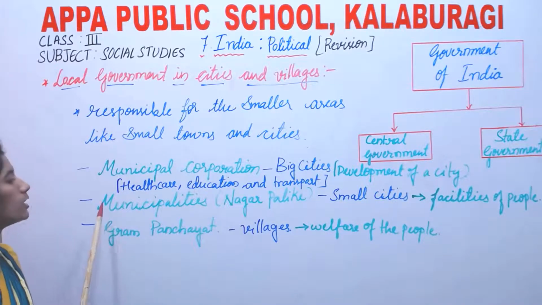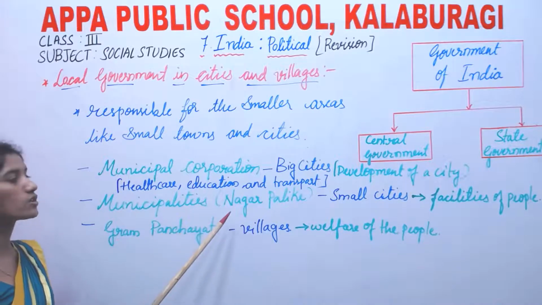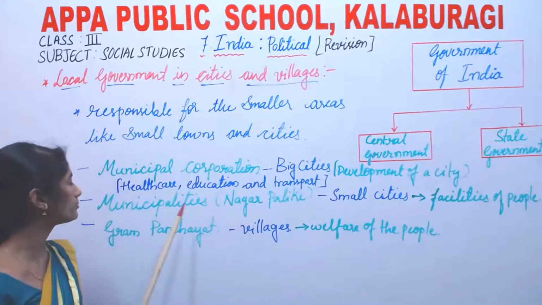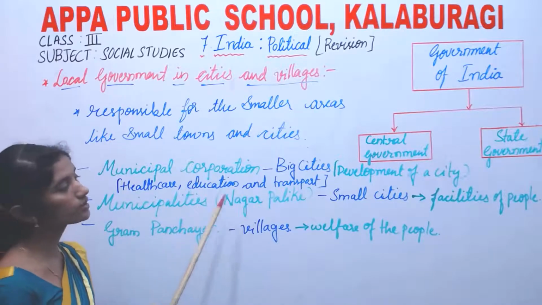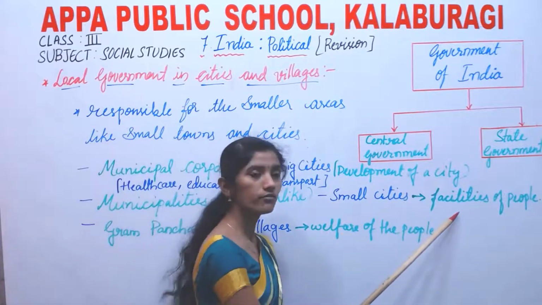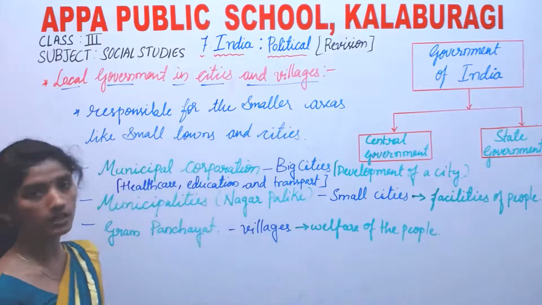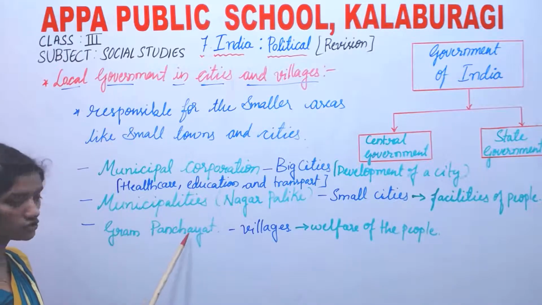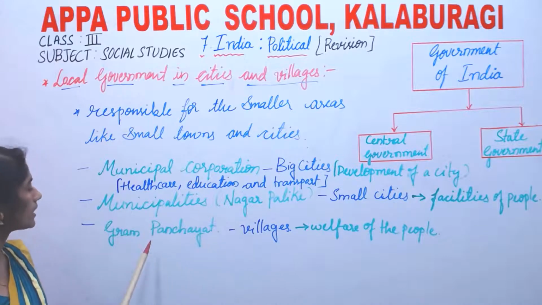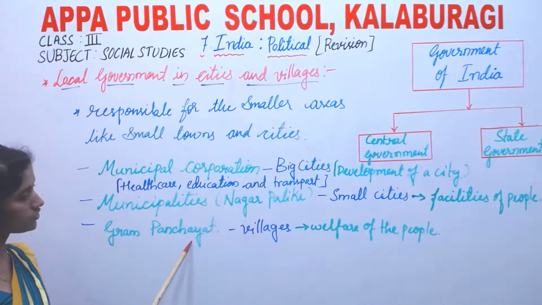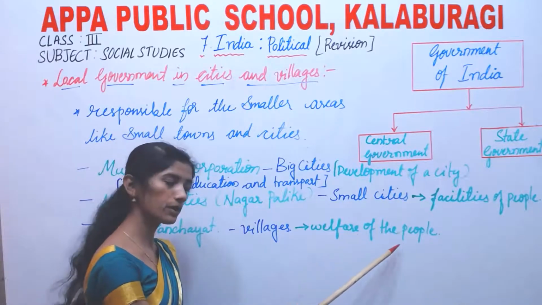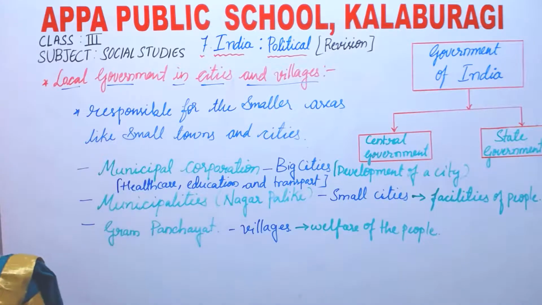Next, the second one, municipalities, or we can call it Nagara Palike. The small cities are governed by municipalities, and it looks after the facilities of the people. Next, the third one, Gram Panchayat. The villages are governed by the Gram Panchayat and it looks after the welfare of the people. Yes, children?